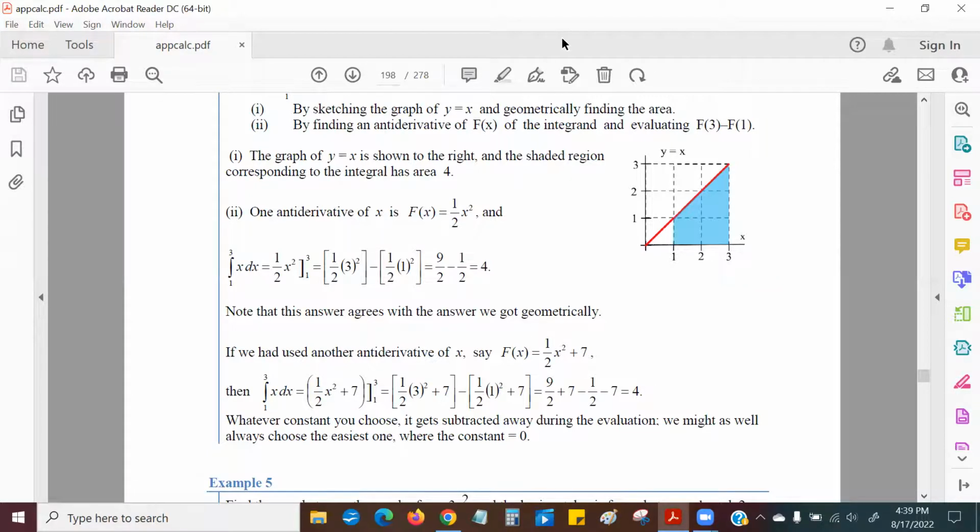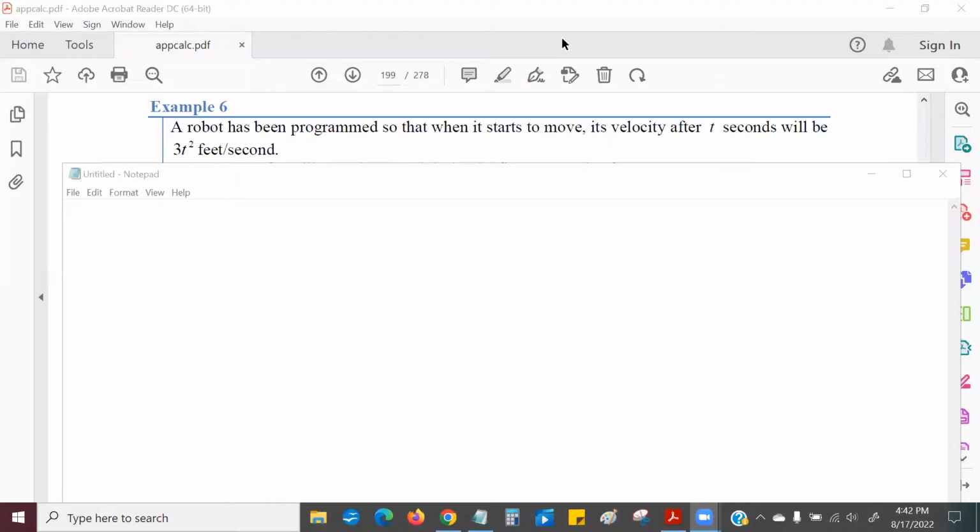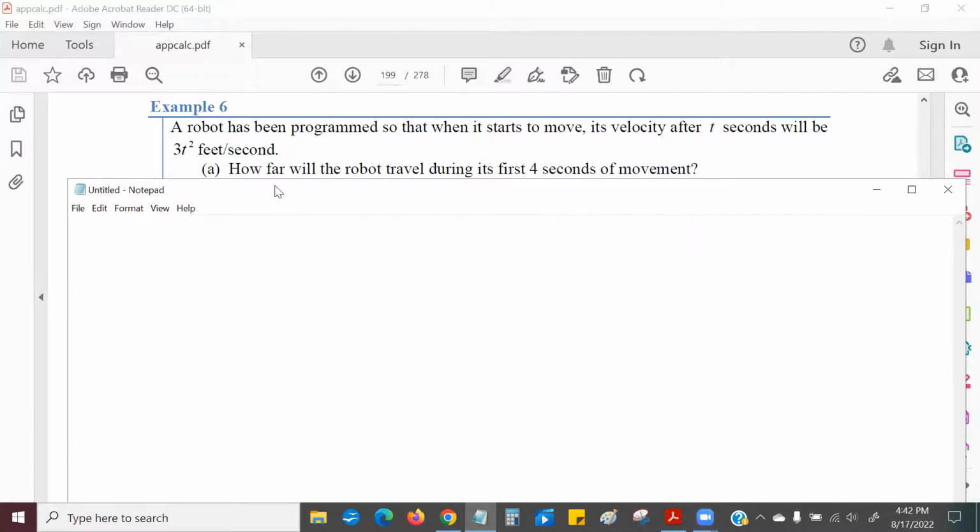Okay, I'm going to go and do some more problems for you. Let me just find a good one for you. Okay, here's a problem. Again, it's from the textbook. A robot has been programmed so that when it starts to move, its velocity after t seconds will be 3t squared feet per second. That's the velocity. And we want to know, how far will the robot travel during its first 4 seconds of movement?